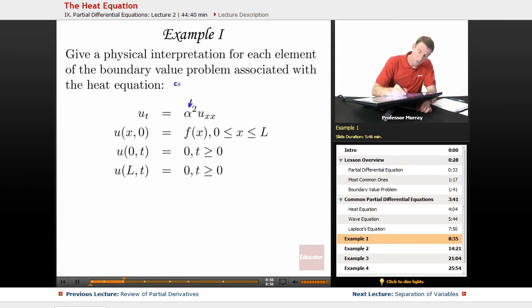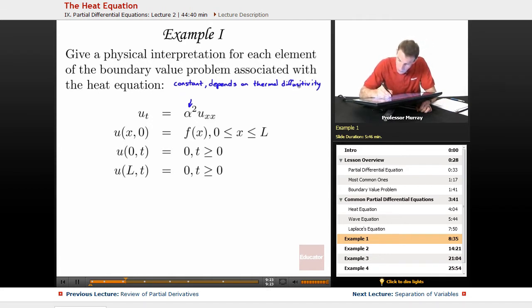I told you that alpha squared is a constant that depends on how easily the material in the rod conducts heat. So it depends on the thermal diffusivity of the material in the rod.